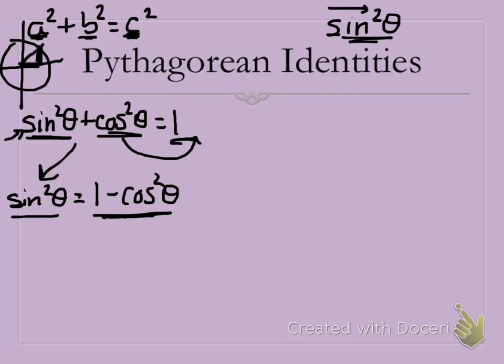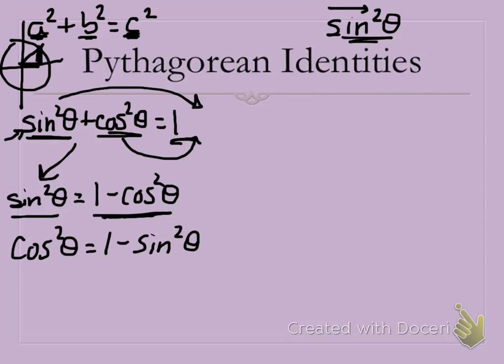Or, vice versa, we could say that the cosine squared is going to be equal to 1 minus the sine squared. So this time it's the sine that's getting moved over by subtracting it. And again, sometimes having this version works better than having this version. So that's one way that we can modify this original Pythagorean identity to fit our needs.